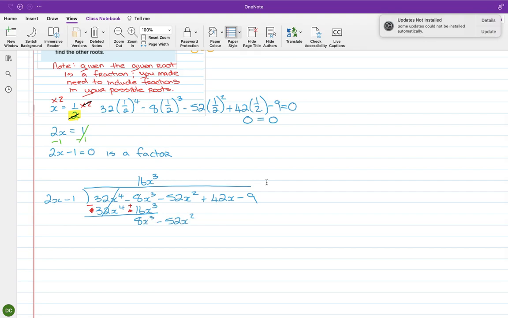Okay, so then 2x into 8x cubed is 4x squared. Multiply the 4x squared by the 2x minus 1. And I get 8x cubed minus 4x squared. And then this is positive, so make it minus. And then the 4 at the moment is negative, so make it plus. Cancel the 8's, and now I have minus 48x squared. Bring down the 42x, and we go again.